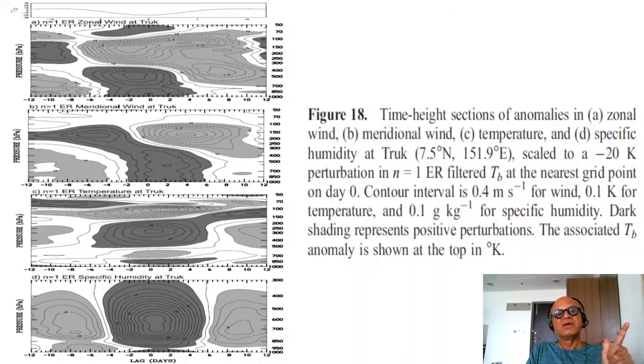Longer waves can get squeezed and become shorter waves and deposit energies by slowing down because of the Doppler shifting by the background winds, or they can get tilted northward away from the equator because of the background winds, and so on and so forth. This is the time height section of the n equals 1 equatorial Rossby wave, and that's it.